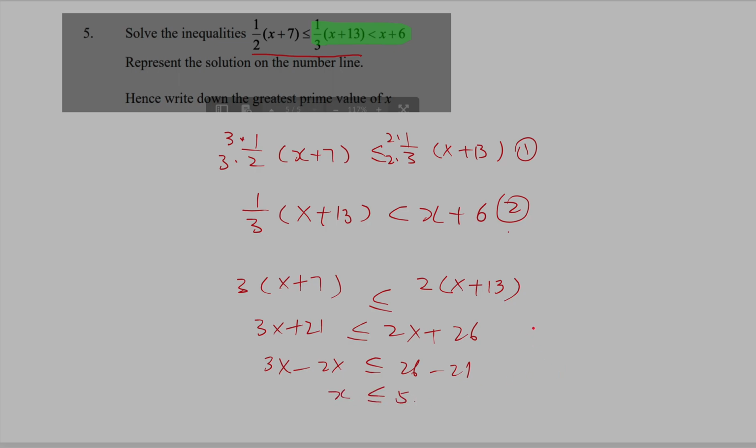Now you solve for the 2. I'm going to do from 2 here. I have a 3 here, and I have nothing here. So I need to get rid of the 3 by times a 3 on both sides, just to balance. I times a 3 here, I need to times a 3 here. So times a 3 you will get x plus 13, then smaller, and times a 3 here, you will get 3x plus 18.